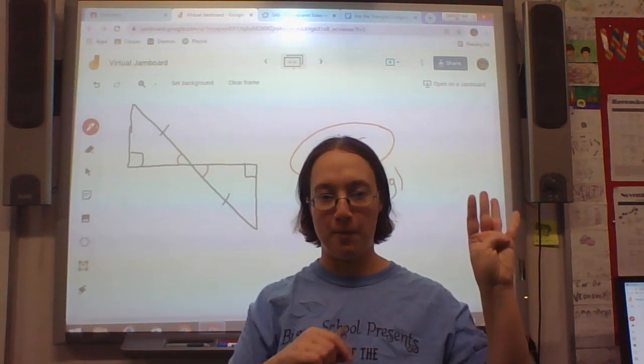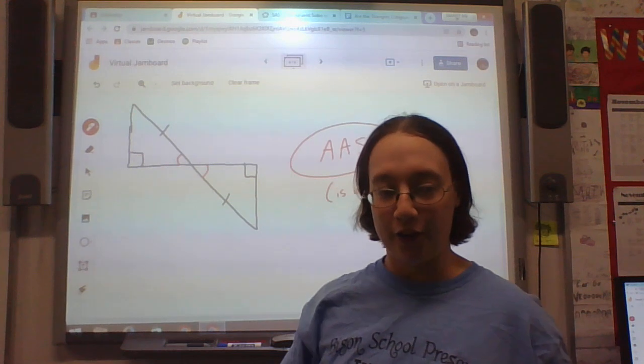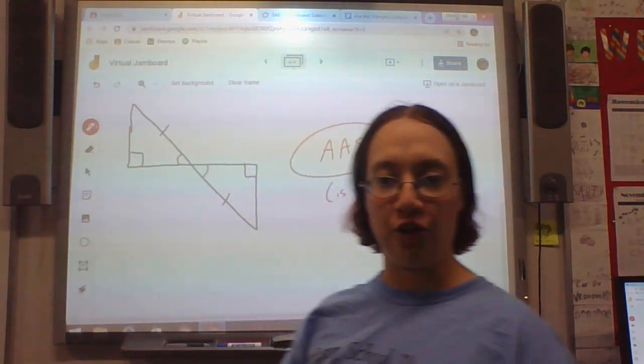And eventually we'll get into a couple more things that are specifically going on with some right triangles, but for now we're just using those four. So we're looking for, are the triangles congruent, and if so, why?